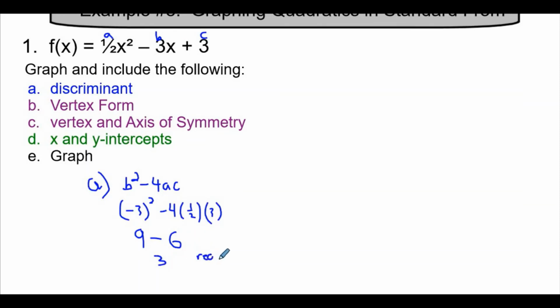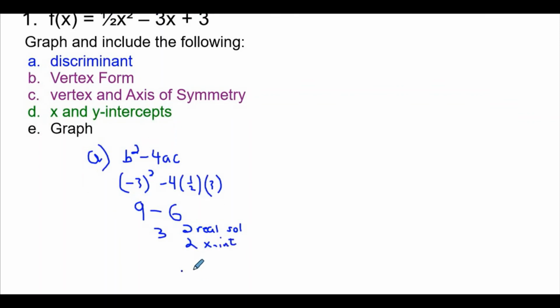We're going to have two real solutions here, and we're still going to have two X-intercepts. But this problem is not factorable, which is important to understand because that means we're going to have to solve it slightly differently, which we'll talk about when we do X-intercepts. Okay? So let's talk about putting this in vertex form.